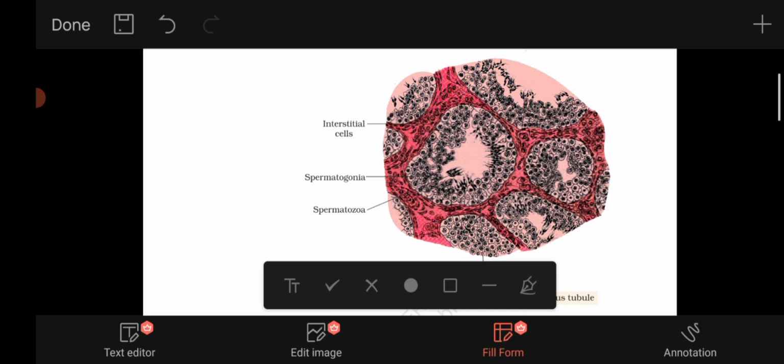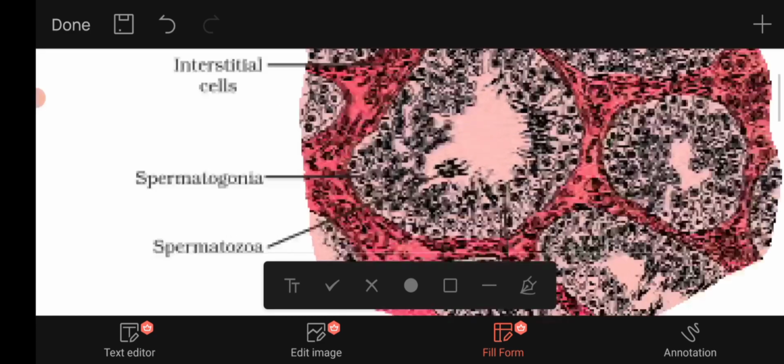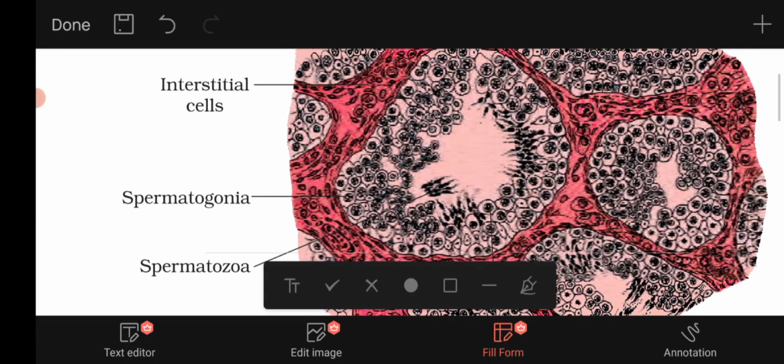Inside testis there are 250 compartments called testicular lobules, each having 1 to 3 highly coiled seminiferous tubules. Inside seminiferous tubules are these small cells, different types of cells. One type is the male germ cell, also called spermatogonia, and the other is the Sertoli cells.